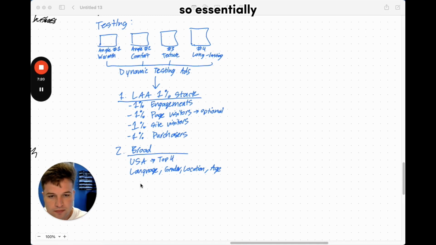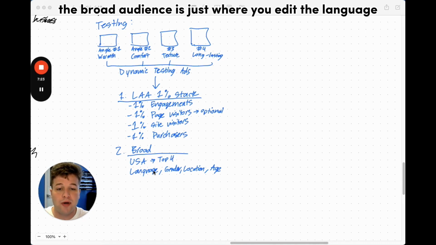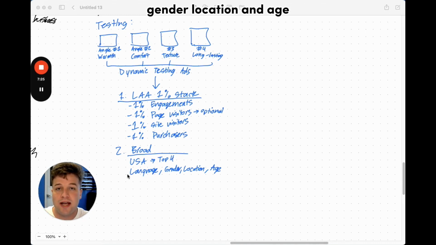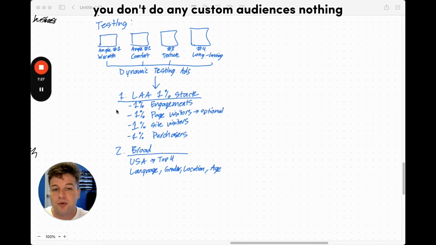So essentially, the broad audience is just where you edit the language, gender, location, and age. You don't do any interests. You don't do any custom audiences. Nothing.